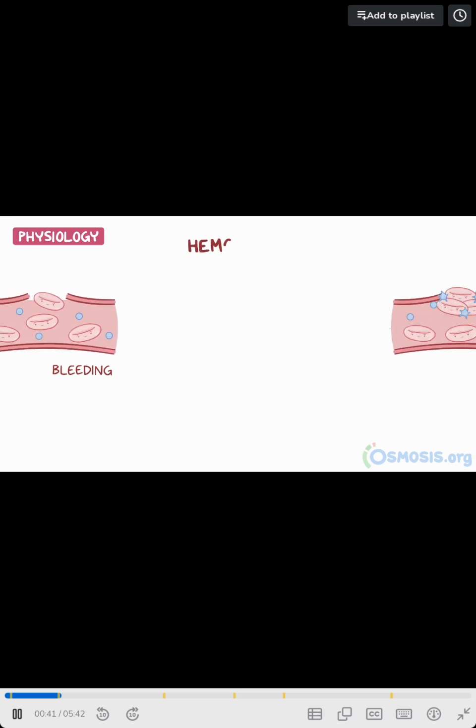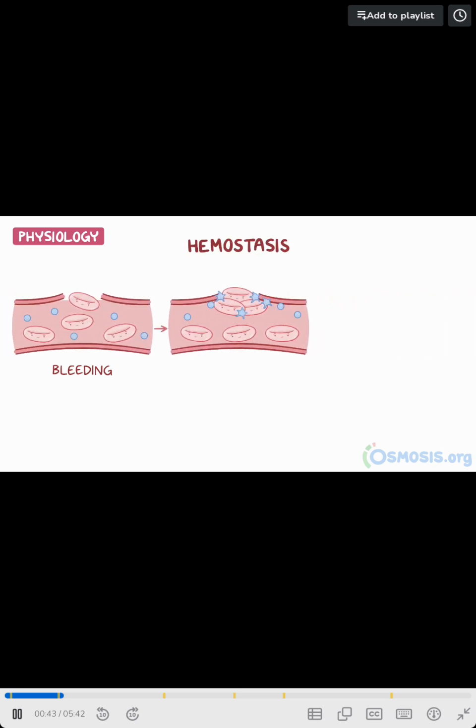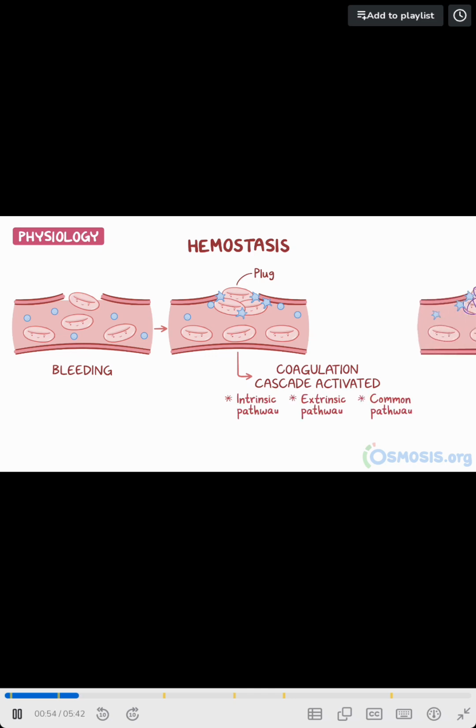Now, normally, bleeding is stopped by the process of hemostasis. First, platelets stick together to form a plug. Then, the coagulation cascade is activated, which involves several clotting factors that interact within the intrinsic, extrinsic, and common pathways, ultimately creating a mesh that stabilizes the clot to help stop bleeding.